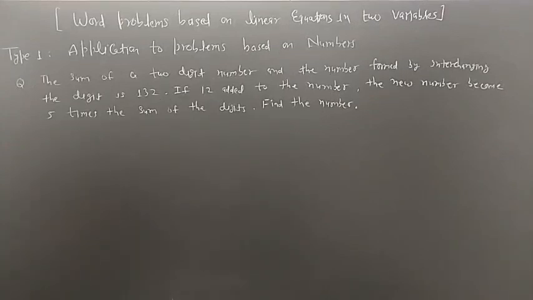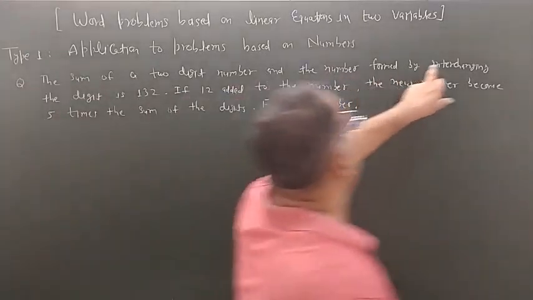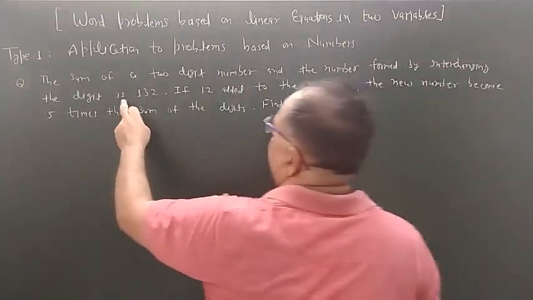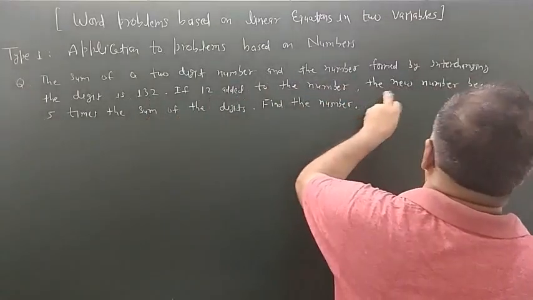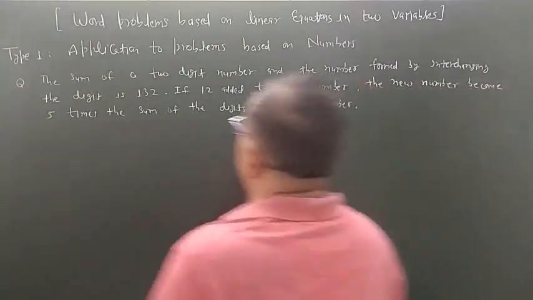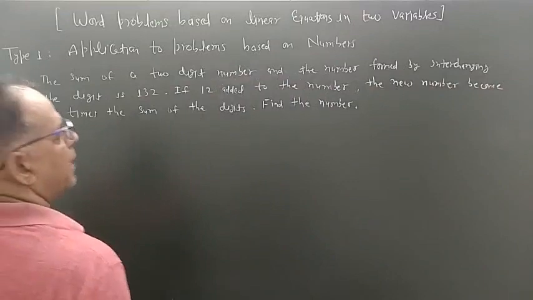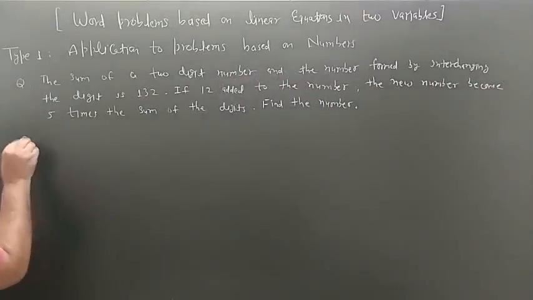Now I am taking another problem. The sum of a two-digit number and the number formed by interchanging the digits is 132. If 12 is added to the number, the new number becomes 5 times the sum of the digits. Find the numbers. So now start the solution.